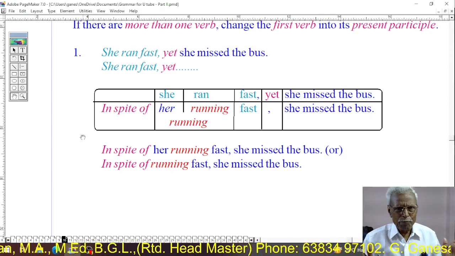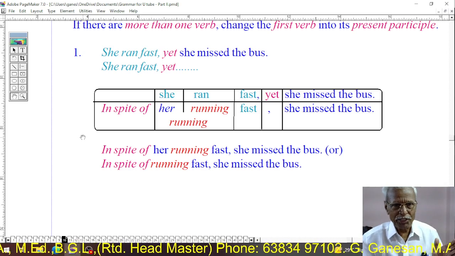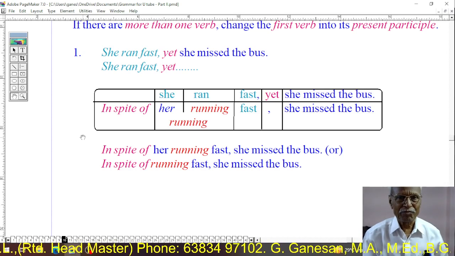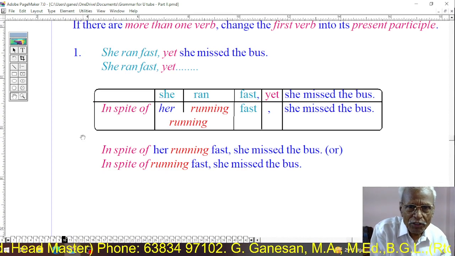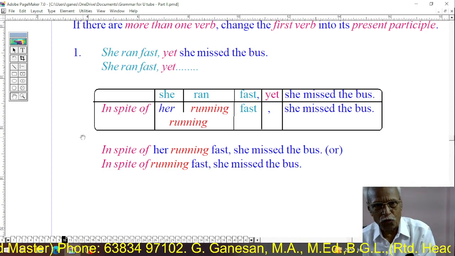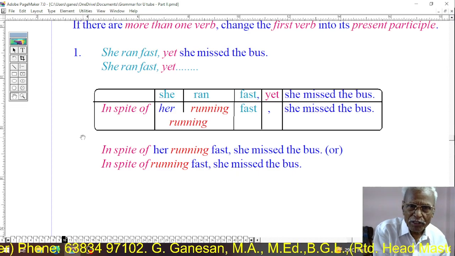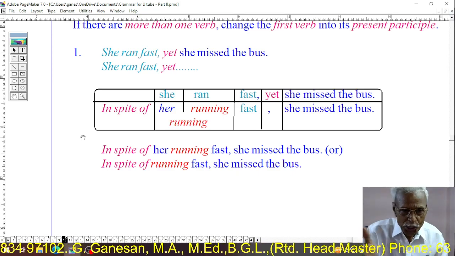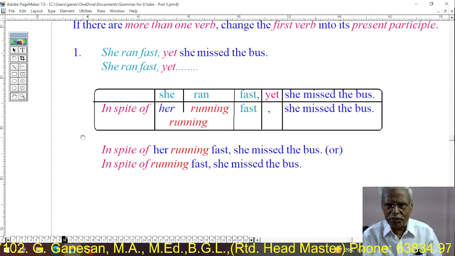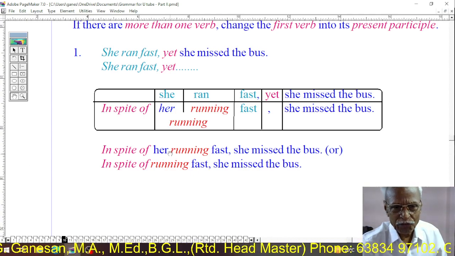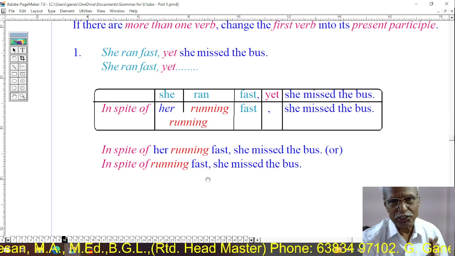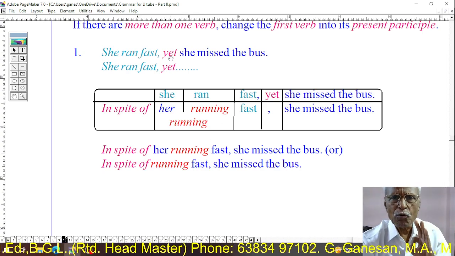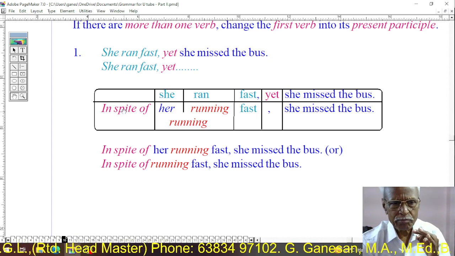Things are also, she ran fast, yet in spite of her running fast, or in spite of running fast. You can say it in either way. See? In spite of her running fast, or in spite of running fast, you can say. So the main thing is the compound conjunction should change its place.